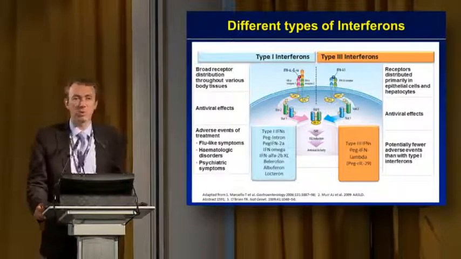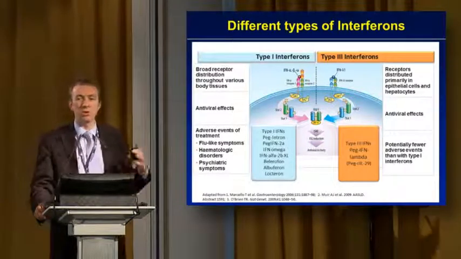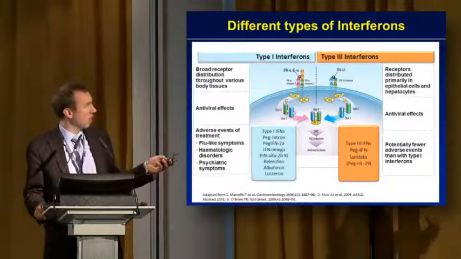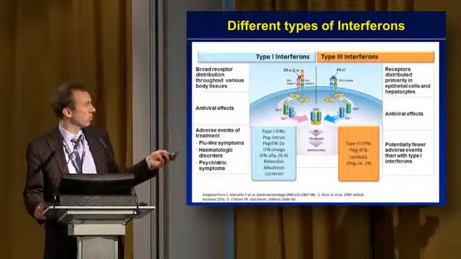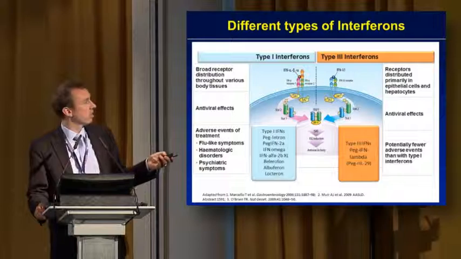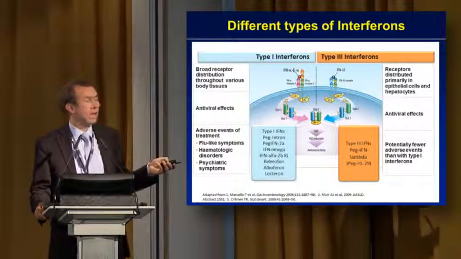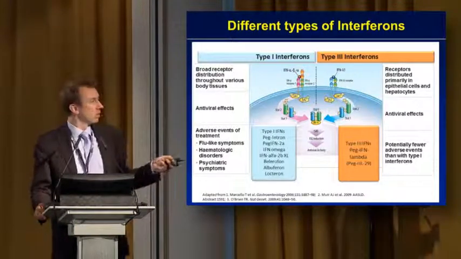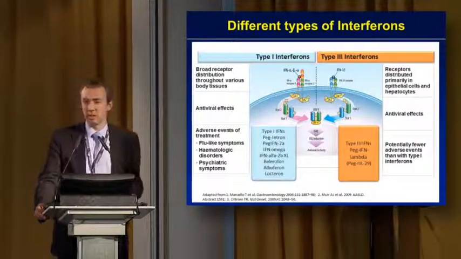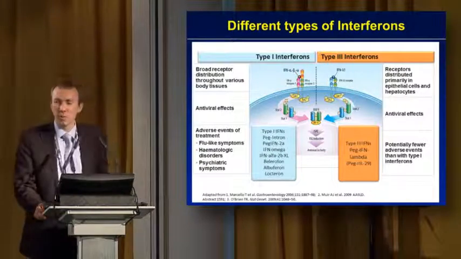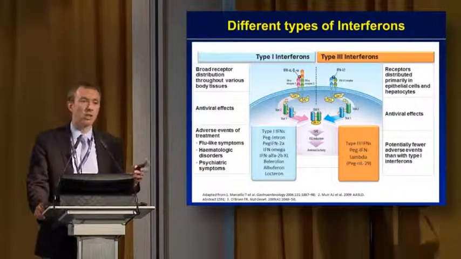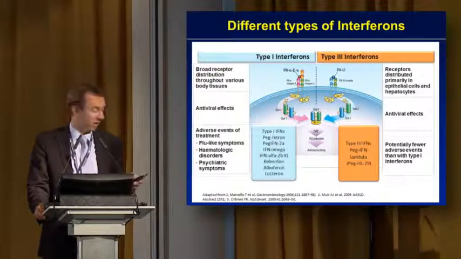And the difference between these interferons is that the distribution of the receptors are different. While the type 1 interferon receptors are distributed in the entire body, so at many different tissues, the interferon lambda receptors are mainly only discovered in hepatocytes, so in the liver, but also in epithelial cells. So there are no interferon lambda receptors in other parts of the body, and this might play out in terms of differences in the side effects.